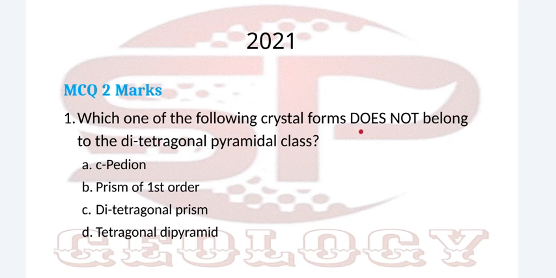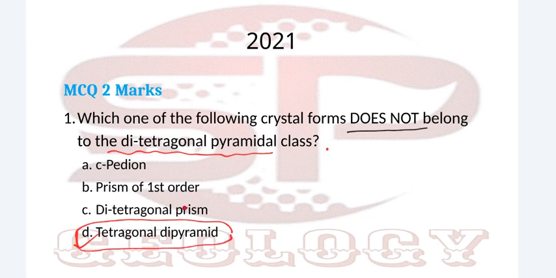So which one of the following crystal forms does not belong to the ditetragonal pyramidal class? So the data type question. The ditetragonal pyramidal class does not include the tetragonal dipyramid. You have to remember all the forms.